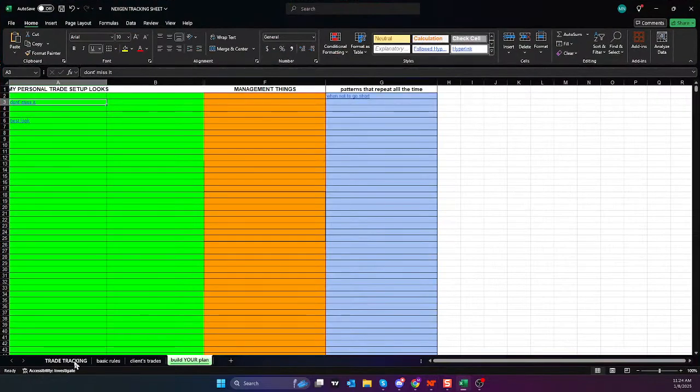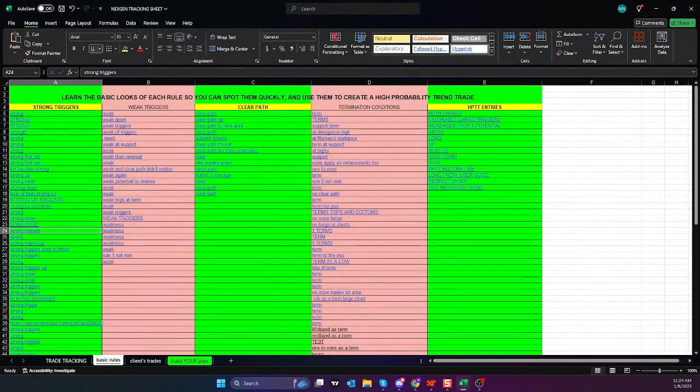So as you're going through and learning, let me drop this in the room one more time. You guys can download this right onto your computer. Go to the client trade section, or go to the basic rules.